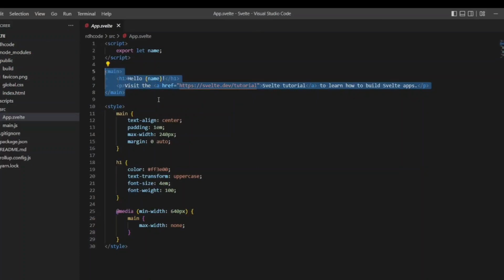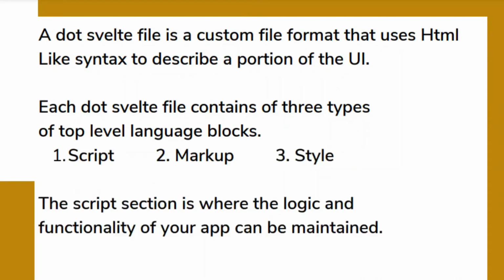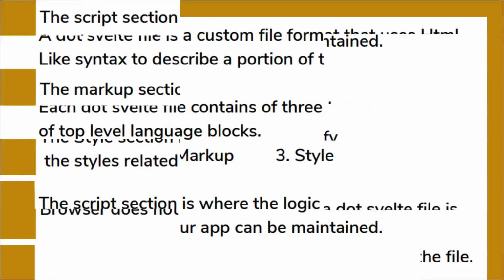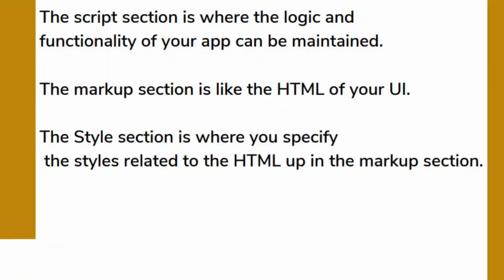Next, let's understand the code that goes inside a .svelte file. Each .svelte file consists of 3 sections: script, markup, and style. The script section is where the data and the logic for the markup is maintained. So you could say it is like the JavaScript of your UI. The markup section is the HTML of your UI. It defines the structure. The last section, which is the style section, is where you specify the styles related to the HTML written in your markup section.